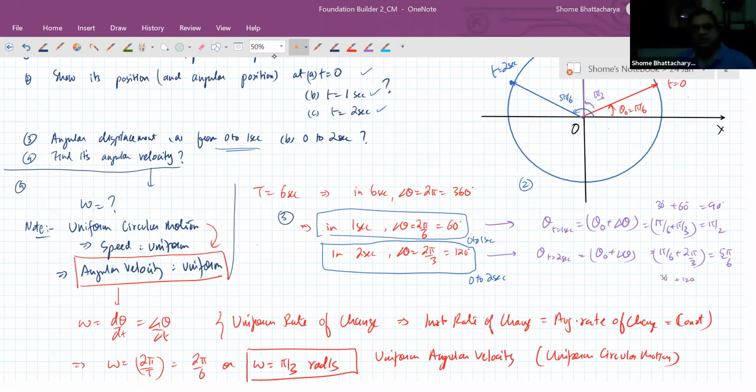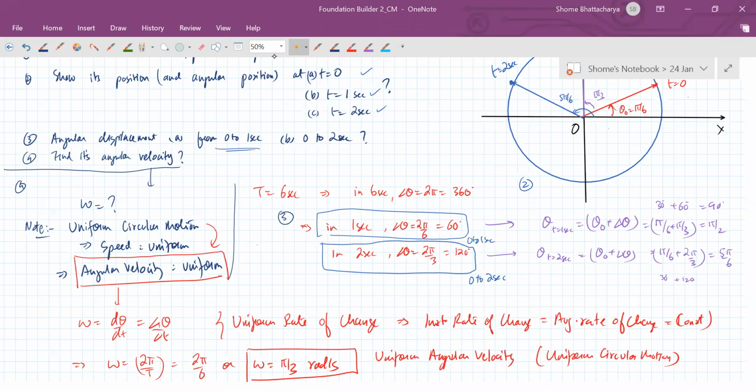So this is a very critical thing to understand, that if the circular motion is happening with uniform speed, that means it covers equal distance in equal time. So the distance we are talking about is arc lengths here, because it's a circular path. So if it is covering equal arc lengths in equal intervals of time, that means it's covering equal distance in equal intervals of time.